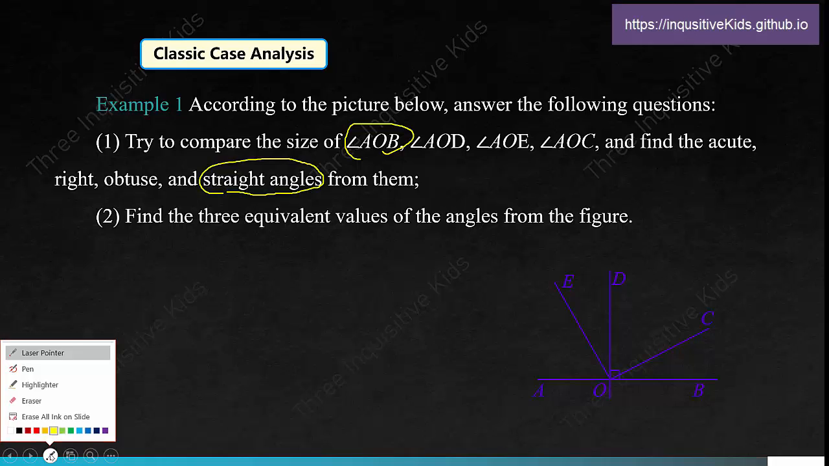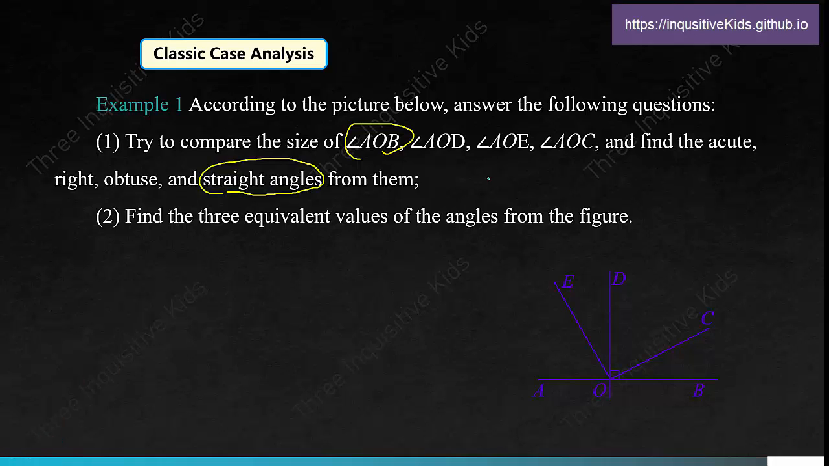Then we have angle AOD. Let's look at AOD. We know that angle AOB is a straight angle, so it's 180 degrees. And we know that DOB, a section of it, is 90 degrees. And AOD is the other section of 180 degrees. So all we have to do is 180 degrees minus 90 degrees, which is 90 degrees. 90 degrees is a right angle. So that means that AOD is the right angle.